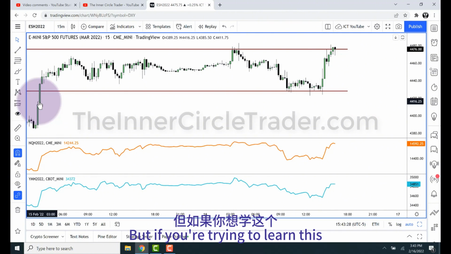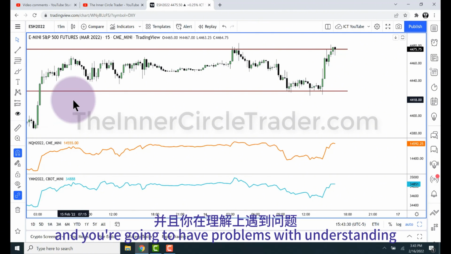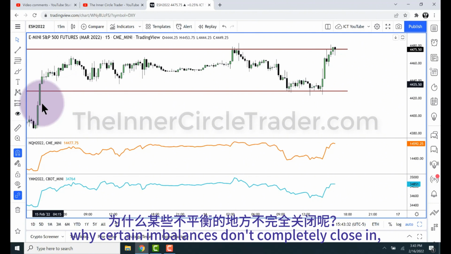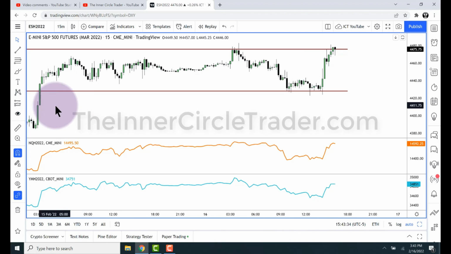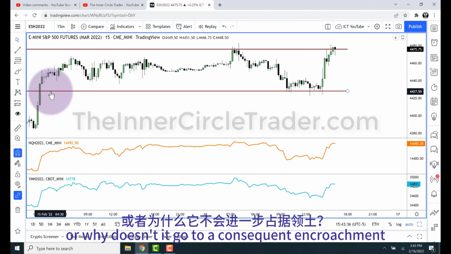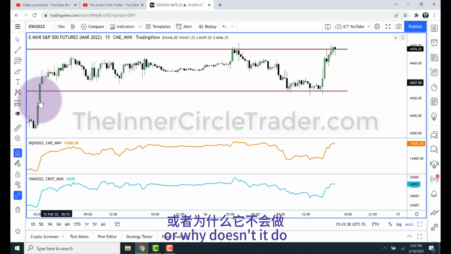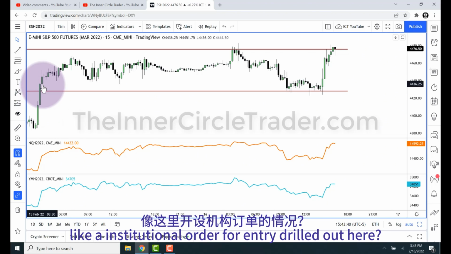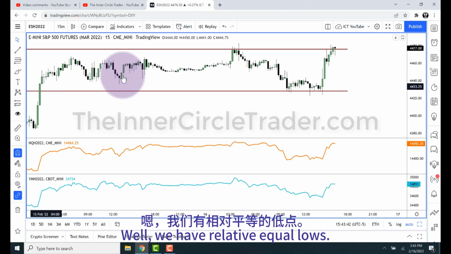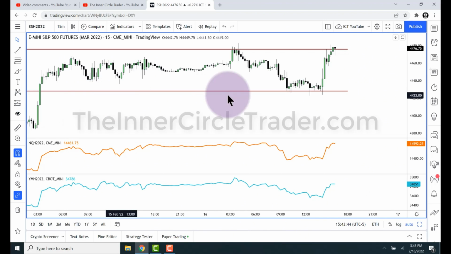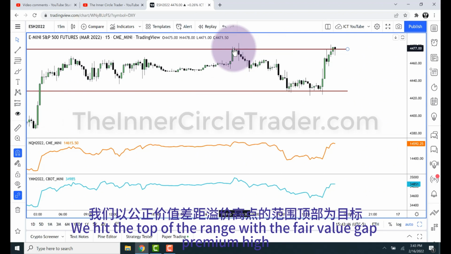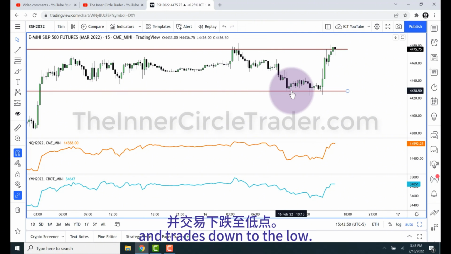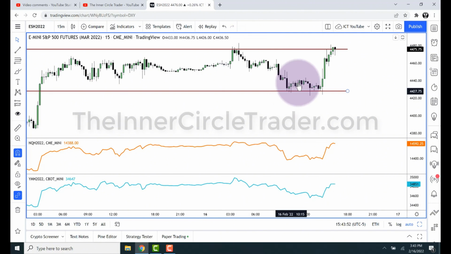But if you're trying to learn this, you're going to have problems understanding why certain imbalances don't completely close in, or why it doesn't go to consequent encroachment, or why it doesn't do an institutional order flow entry drill down here. Well, we have relative equal lows. We hit the top of the range with the fair value gap premium high on the daily chart and it trades down to the low. Hits it, consolidates.